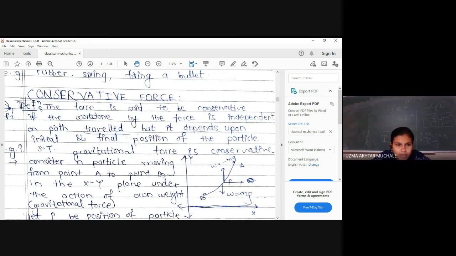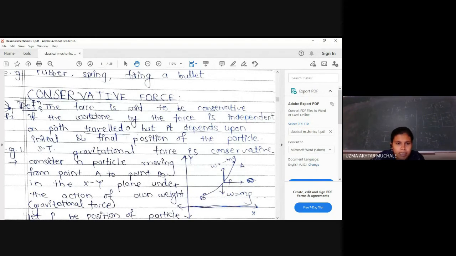So here what is given to us is the conservative force. The force is said to be conservative if the work done by the force is independent of the path travelled, but it depends upon the initial and the final position. So it is related to our displacement. That means if the initial and final positions are the same, then the work done is 0.